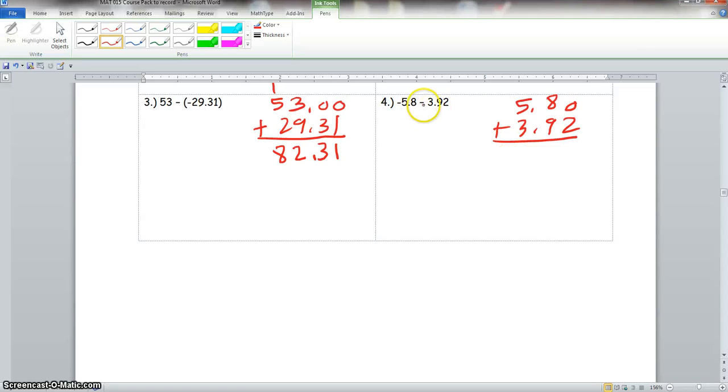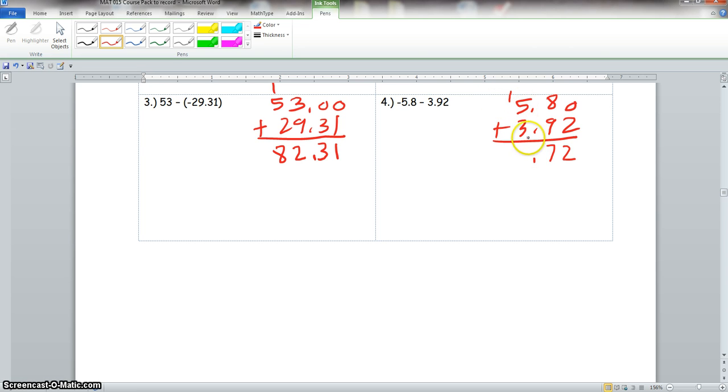Picking up where we left off, remember, these have the same sign, so we add them together and we carry the negative sign at the end. You don't have to write the negative here if you know your final answer is going to be negative. 0 plus 2 is 2. 9 and 8 is 17. Carry a 1. Bring down our decimal.